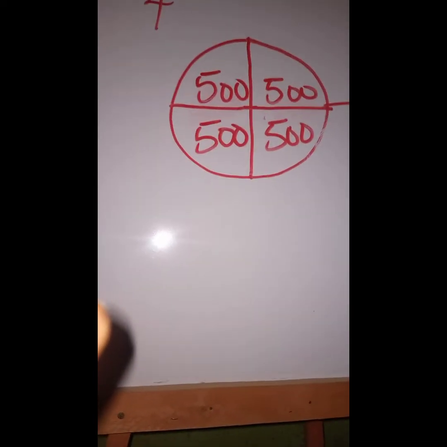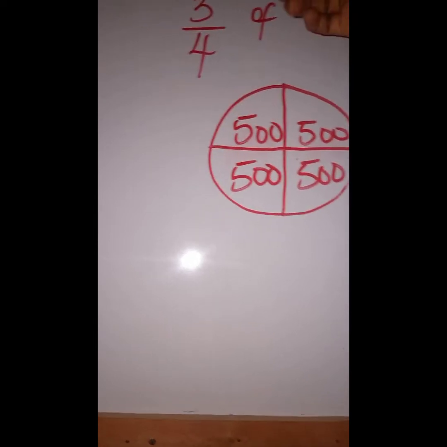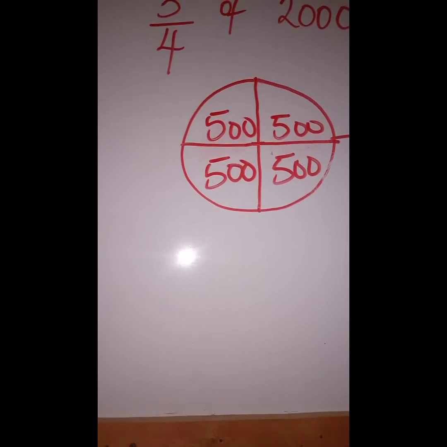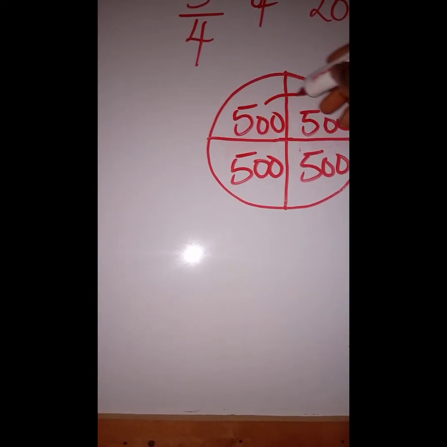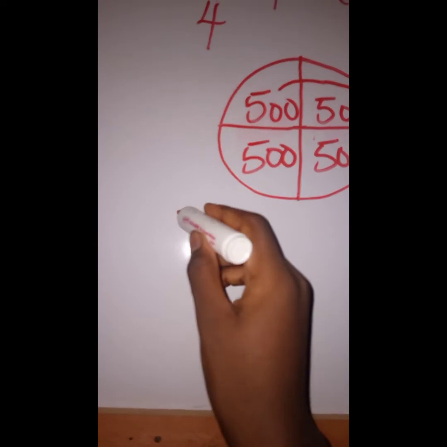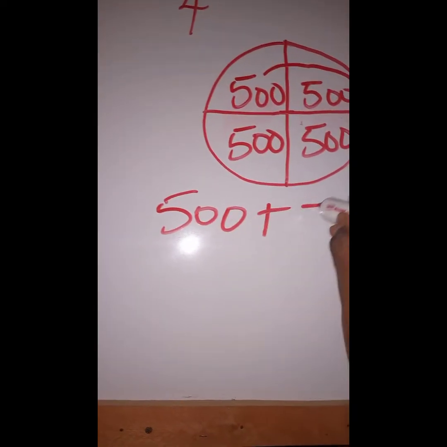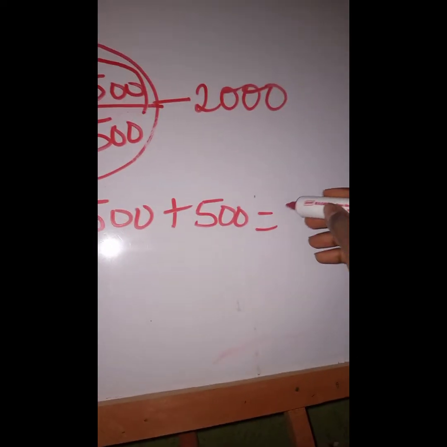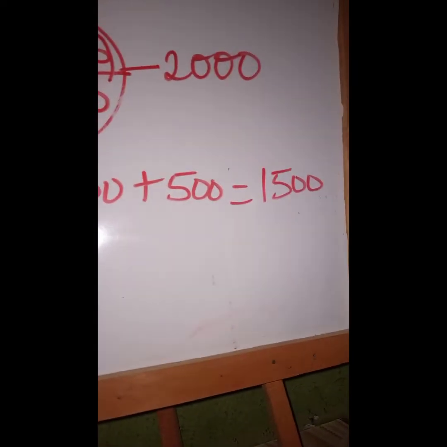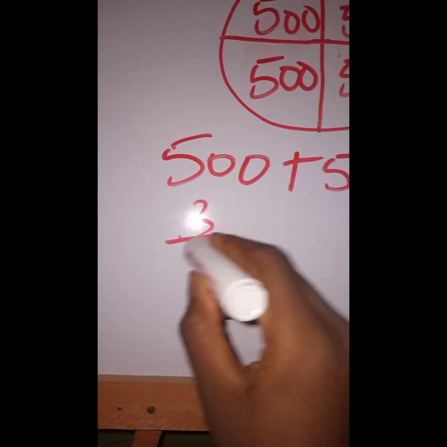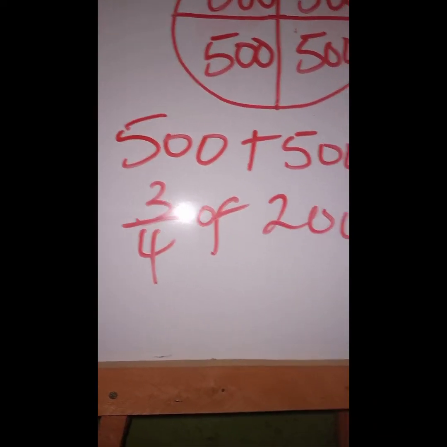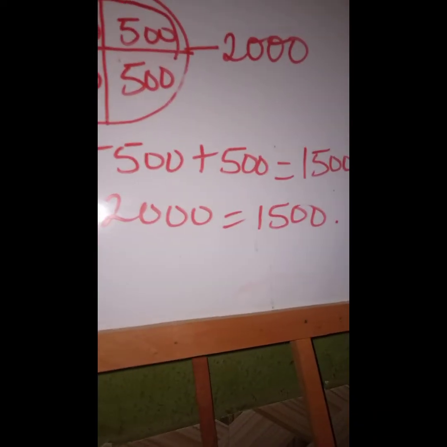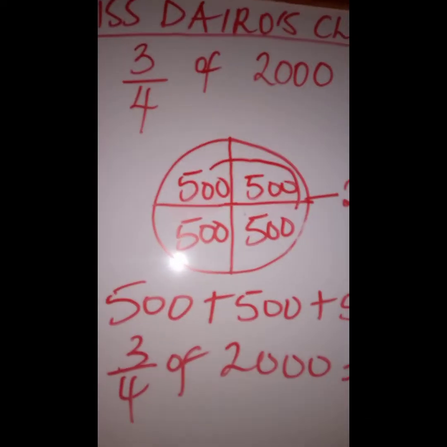So your 500 is quarter of 2000, but we are asked to find the three quarter. So what we are just going to do is add three sides. So you just count your three sides. You have 1, 2, 3. So we are going to add, then you have 500 plus 500 plus 500 equals 1500. So that means three quarter of 2000 equals 1500.